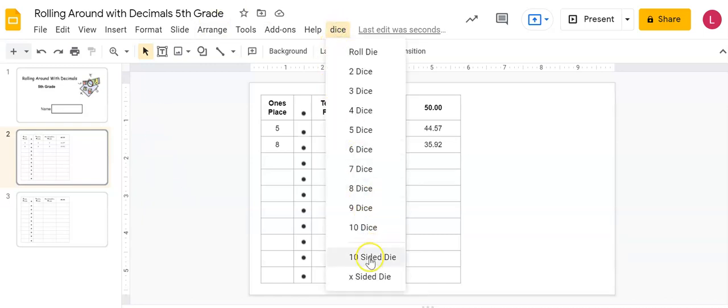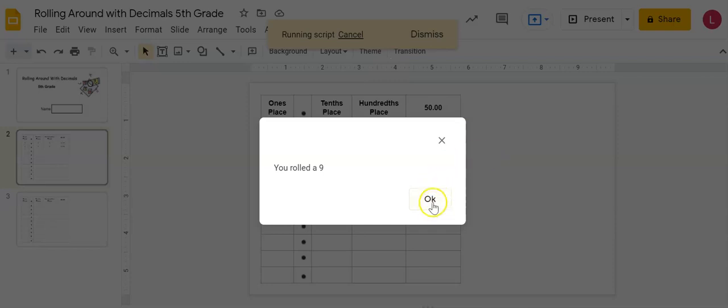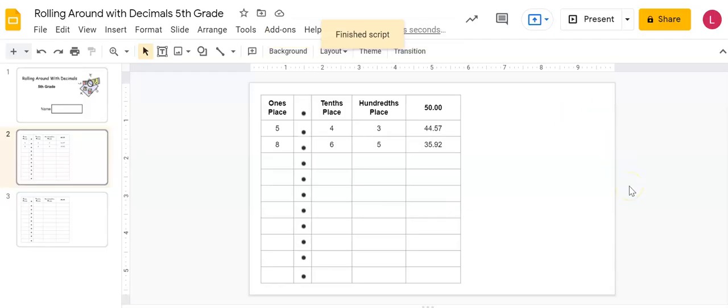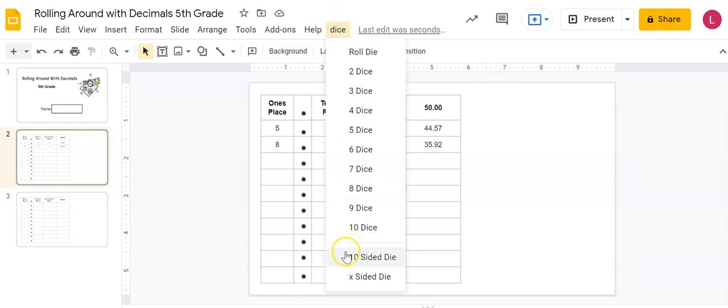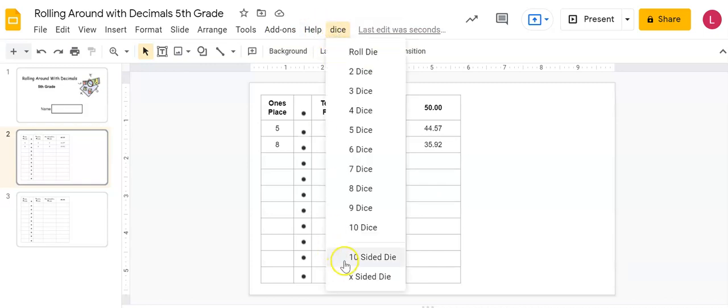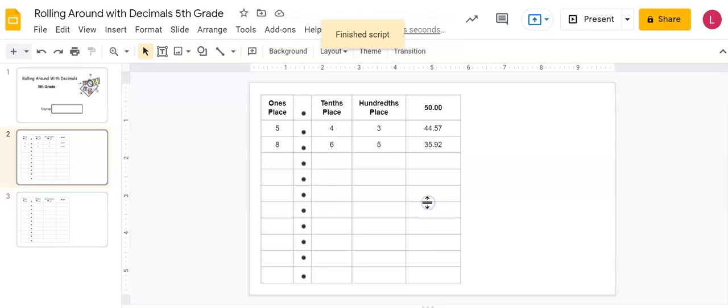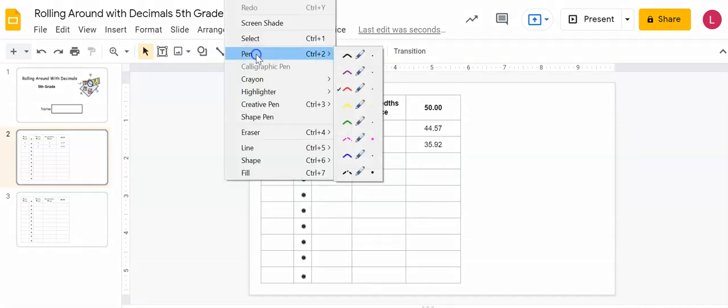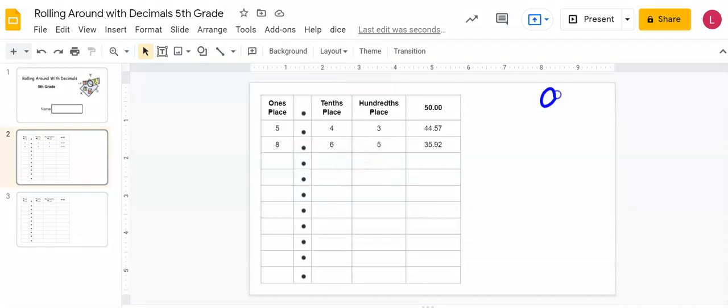So I want to do the 10-sided dice. Oh, a 9. Ooh, that's a nice number. So I have a 9. And let's do it again. A 7. That's a nice large number. And one more time, a 3. So I rolled a 9, a 7, and a 3. Let me write those numbers down.